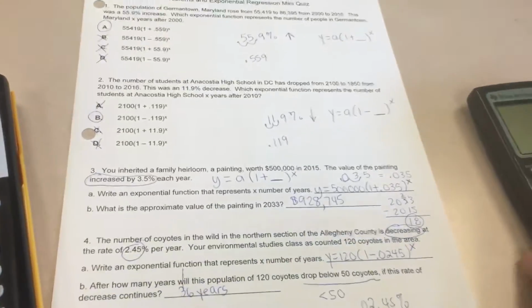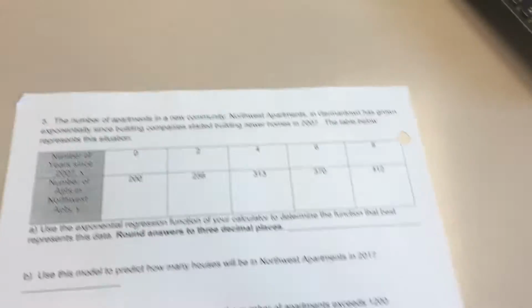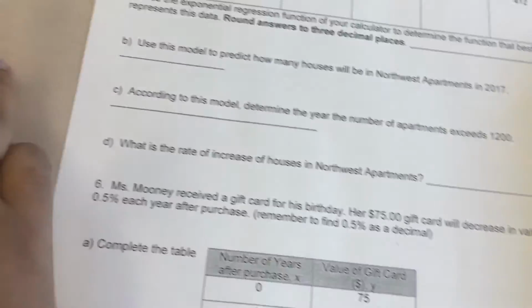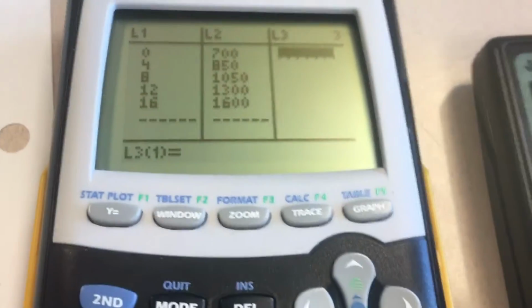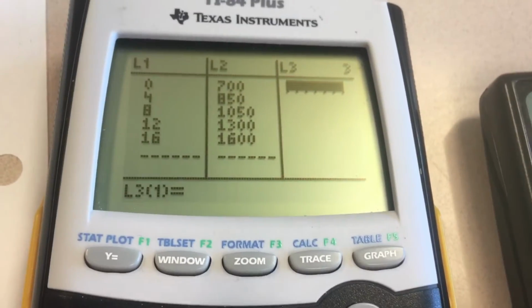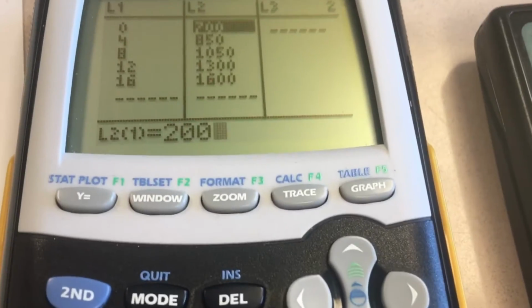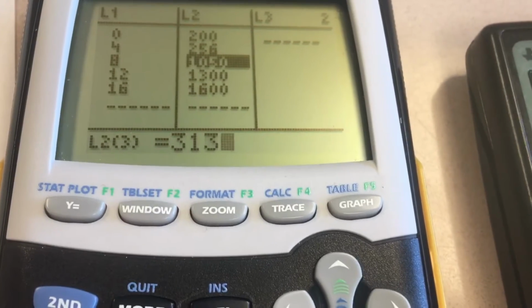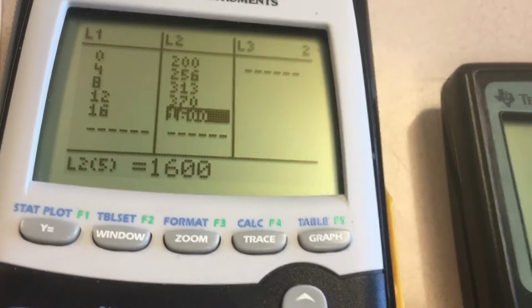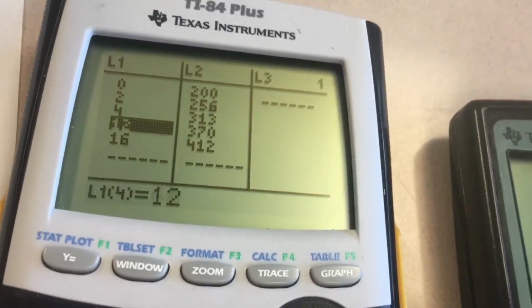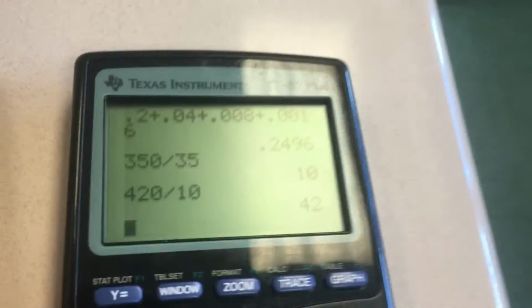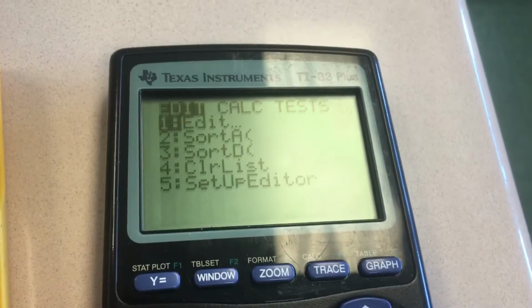All right, so that takes care of the first page. Now let's go to the back. I'm going to show you how to do it in both calculators, whether you have the black one or the big calculators. So first thing you're going to do is your stat edit. Then I'm going to put it in this calculator, just so that you can see the difference.